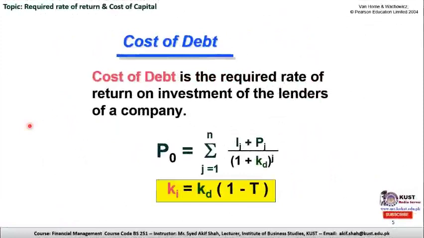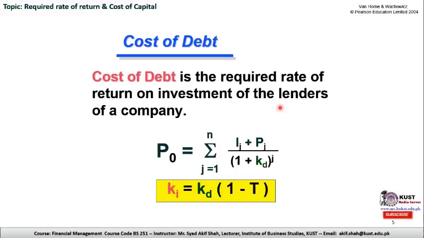Let's discuss the first source of finances, known as the cost of debt, and how to calculate the cost of debt in terms of percentage figures. The cost of debt is the required rate of return on an investment of the lenders of a company. Let's suppose the company has borrowed a certain amount of dollars from a bank. The percentage the company is supposed to pay out to its lender is known as the cost of the debt instrument.